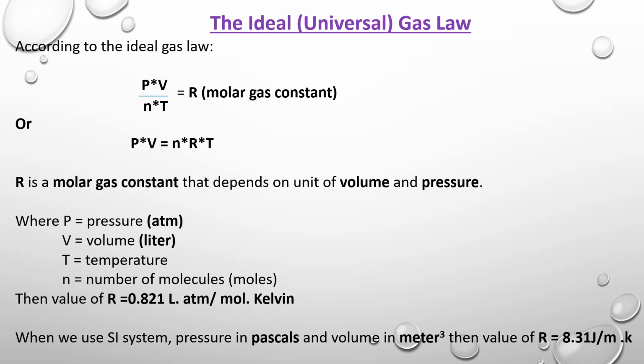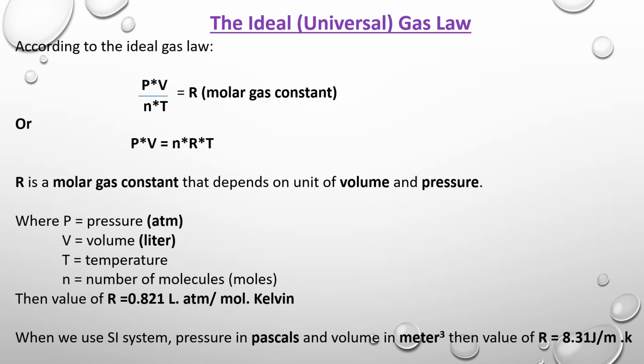The ideal universal gas law. According to the ideal gas law, P multiplied by V divided by N multiplied by T is equal to R, or we can write in this form: P multiplied by V is equal to N multiplied by R multiplied by T, where R is a molar gas constant that depends on unit of volume and pressure, where P is equal to pressure in atm, V is equal to volume in liter, T is equal to temperature in Kelvin, and N is equal to number of moles.